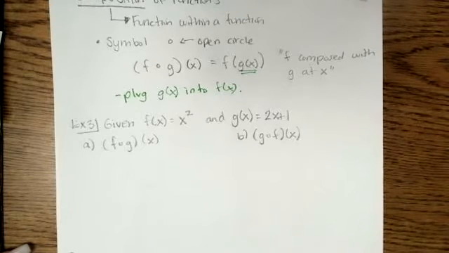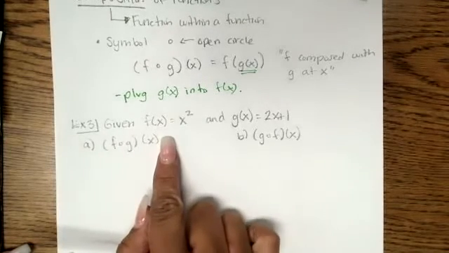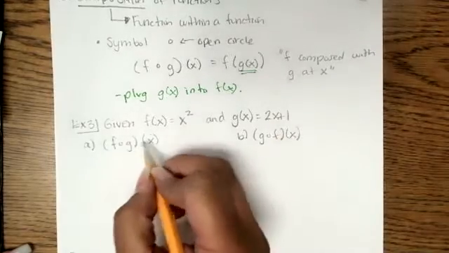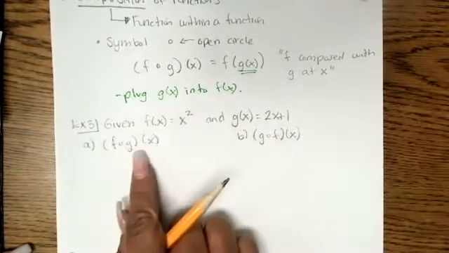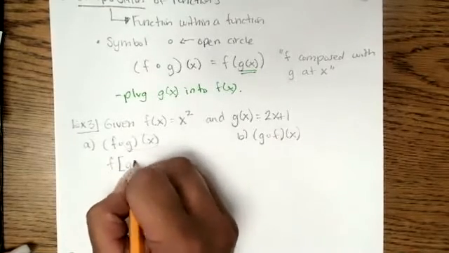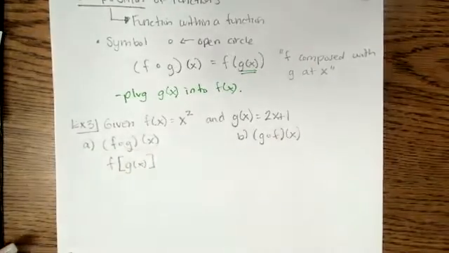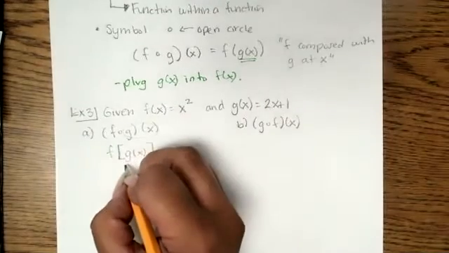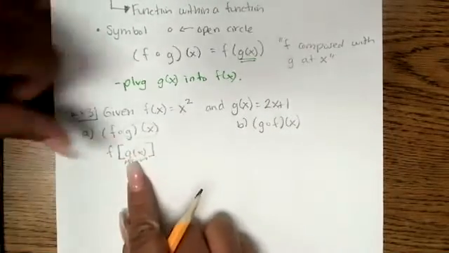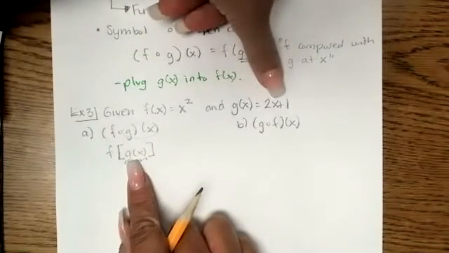All right, so on example 3, we're given that f of x is equal to x squared and g of x is equal to 2x plus 1. Now, because the g is closest to the x, that's going to go on the inside. So the f is on the outside and the g of x is on the inside. You have to plug in the g of x first because that's the parentheses. So what does g of x equal?